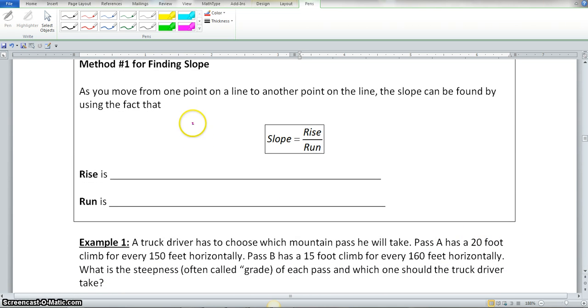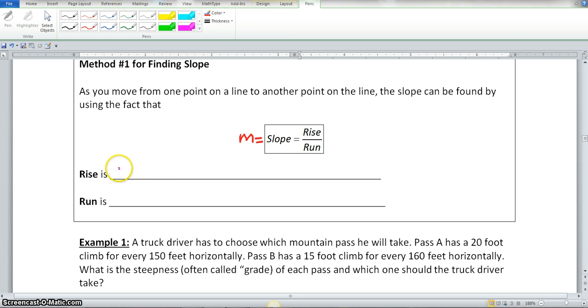Okay, now we scroll down to the next page. Method number 1 for finding slope. As you move from one point on a line to another point on the line, the slope can be found by using the fact that slope is equal to rise over run. Remember, we also use the variable m to denote slope. So we have m, which is the slope, equals rise over run.